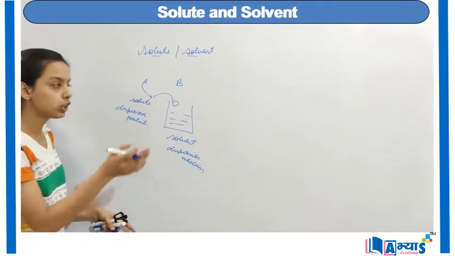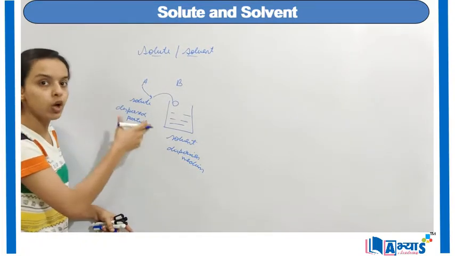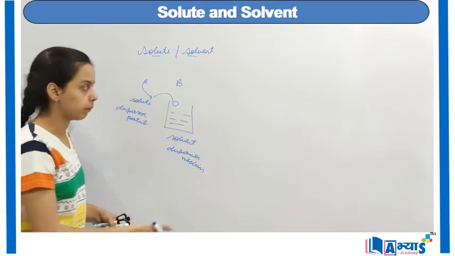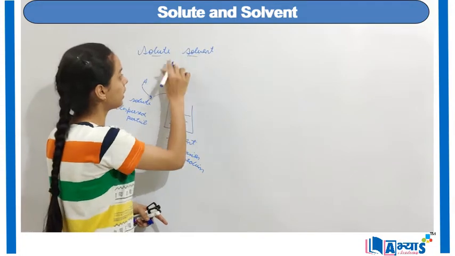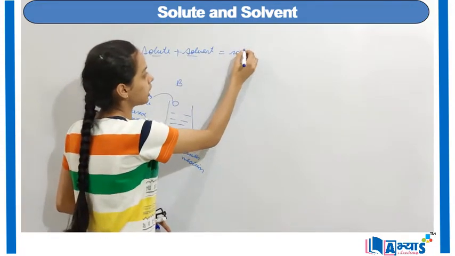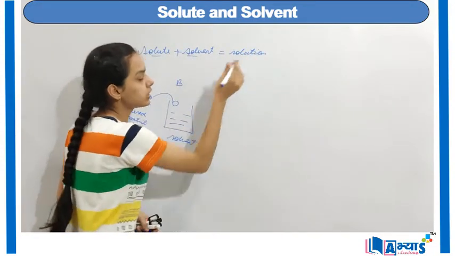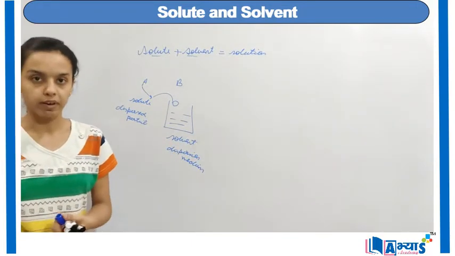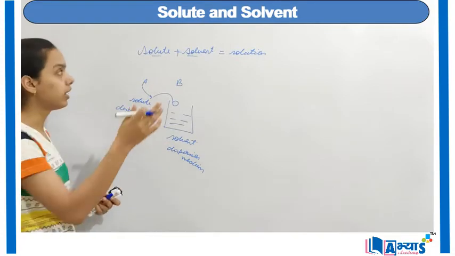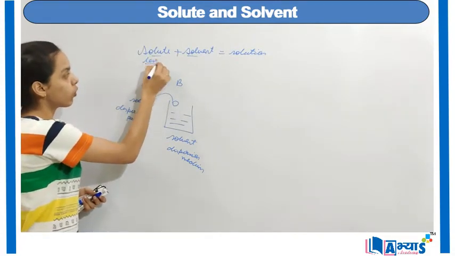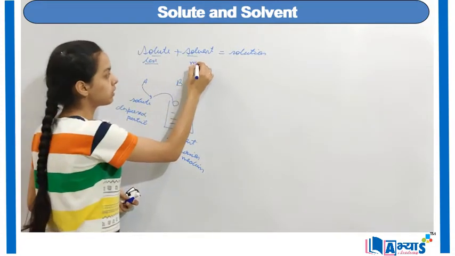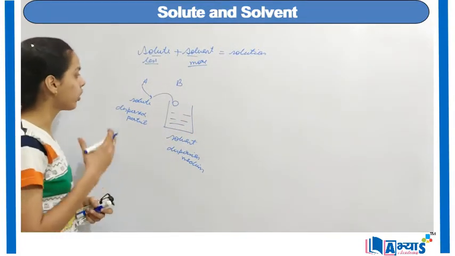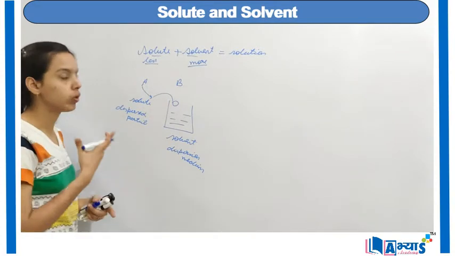So we can say that solute is added to a solvent, or a dispersed particle is being added to a dispersion medium, and together solute and solvent form a solution. So whenever there is a solution, one component will be a solute, the other will be a solvent, and generally it is observed that solute is in the lesser quantity and solvent is in the larger quantity, or it is more in quantity. Now let us discuss some of the examples of solute and solvent.